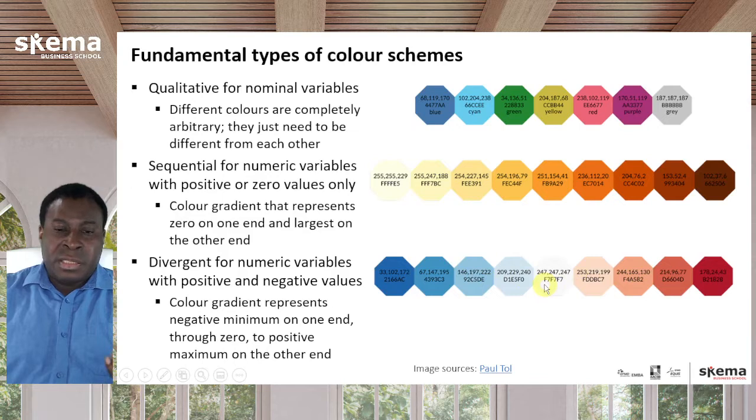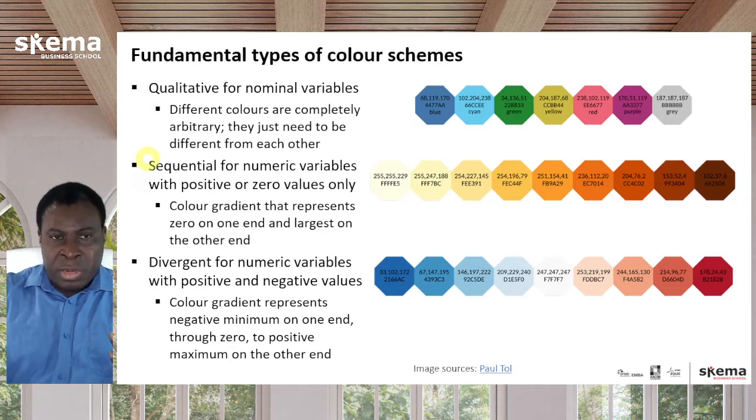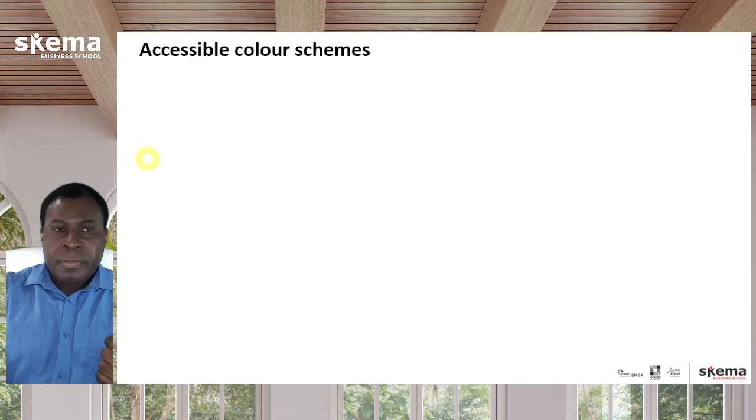And this is called a divergent color scheme, which again is used for when you have negative and positive values, and in the middle is some sort of zero indication. So whatever colors you choose, you should think about the type of numeric data or categorical data and what color scheme is appropriate. However, thinking more about the specific colors to choose, there are a number of important considerations.